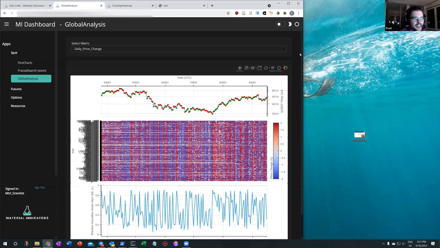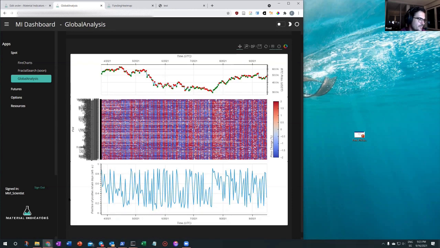Generally, when in doubt, just read the labels, right? This is what I tell people who ask me what this means: read the axis label. You have time at the top here, so it's a time series. Then you have the BTC price, so you know this top chart shows BTC price over time. Then here on the left, you have all the pairs, so you know it's a market-wide indicator across all the alts. And the color is the price change. I should maybe indicate that this is daily price change. And then here at the bottom, you have the fraction of all the coins that had positive return days.